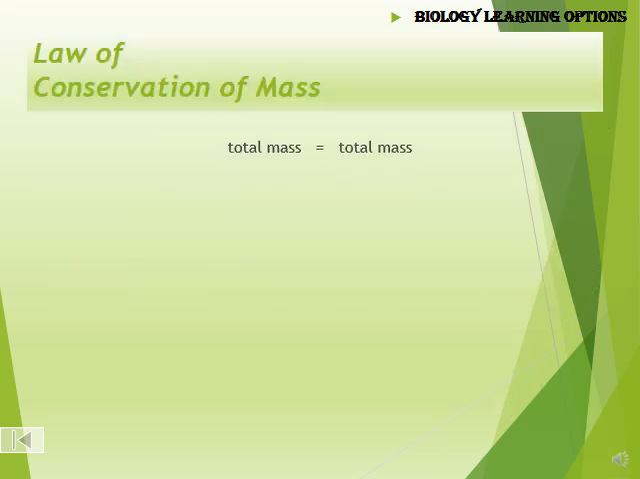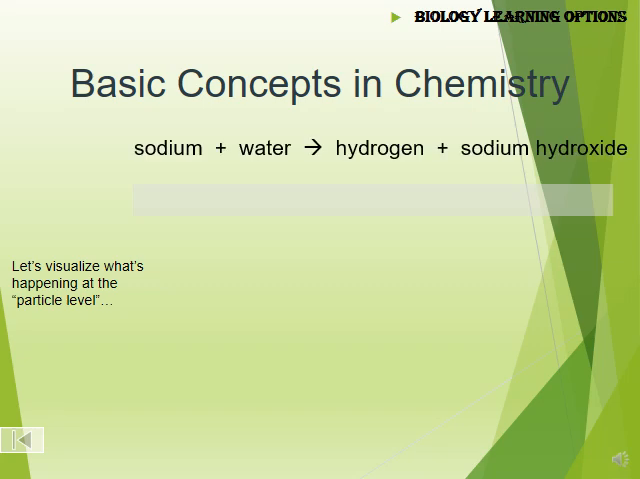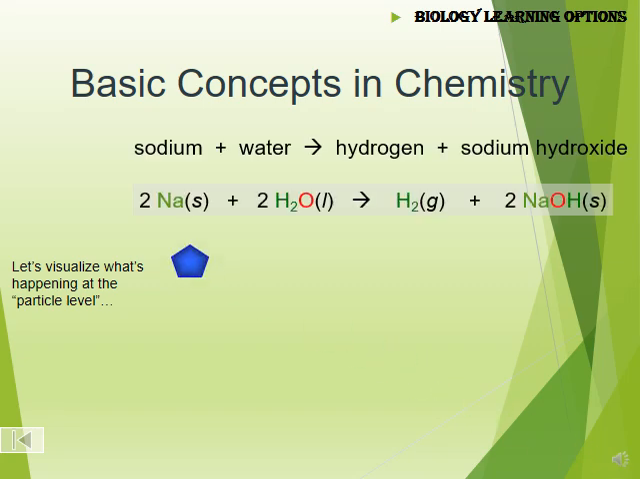Then comes the law of conservation of mass. That is basically the total mass is equal to the total mass. So the total mass of what? The total mass of reactants is equal to the total mass of products. So here are some basic concepts in chemistry in which we see sodium plus water into hydrogen plus sodium hydroxide. So let's visualize what's happening at the particle level.